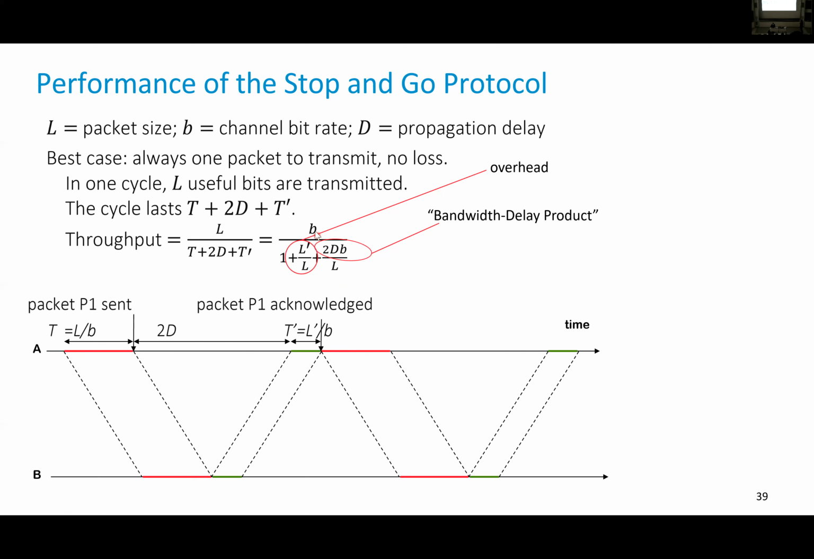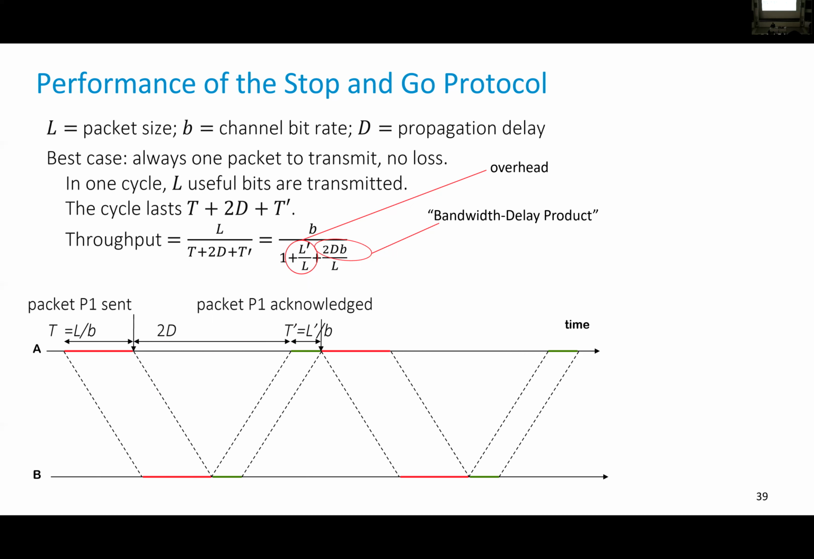This term, we see that it's the bit rate divided by 1 plus L prime over L. This is the number of bits that are overhead in some sense, L prime. So we lose some bandwidth because we are receiving bits that are not the data we're sending. Plus another element here, which is 2 dB. D is the round-trip propagation time, and B is the bit rate. So that's the product of the round-trip propagation time and the bit rate.